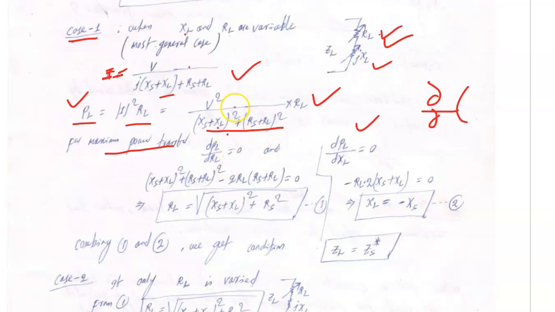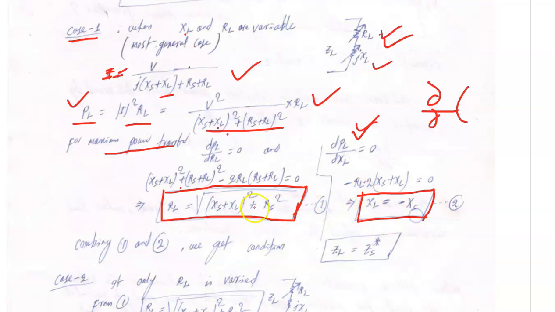So when I do the partial differentiation of PL with respect to RL and equate it to 0, I get this one, and from this I get this one. Very important relations. Then from the partial differentiation of PL with respect to XL, you must do all these calculations so that you gain confidence and also have nice practice. Don't only remember, but go through whatever I have done here. XL equals minus XS.